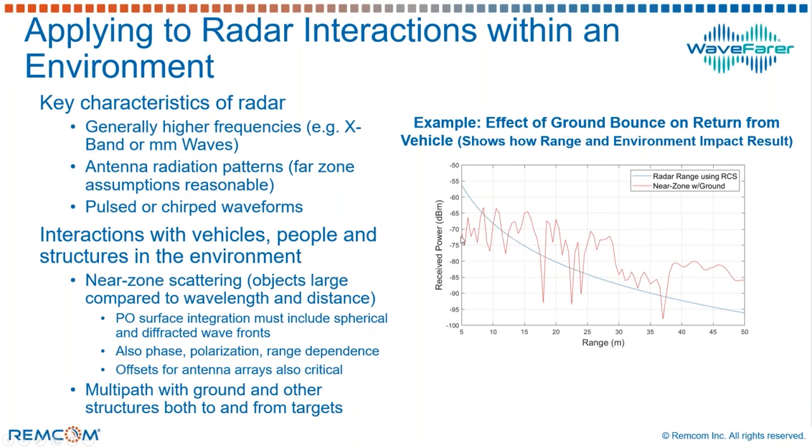From the ray tracing, we can pick up ground bounces, we can pick up interactions with other objects. And so instead of a smooth fall off as we move away from a scattering vehicle, we may see a pattern that looks like this red line where we get fading and a lot of interference effects from all of the things in the environment. This is what we can pick up with the WaveFarer simulations and the ray tracing that we've integrated.